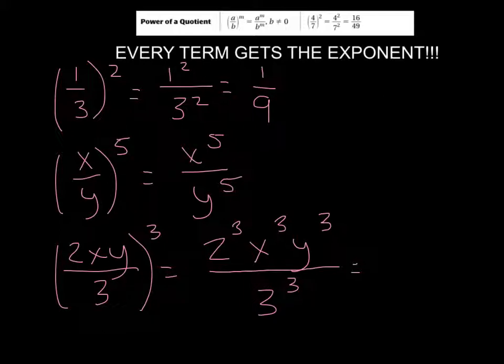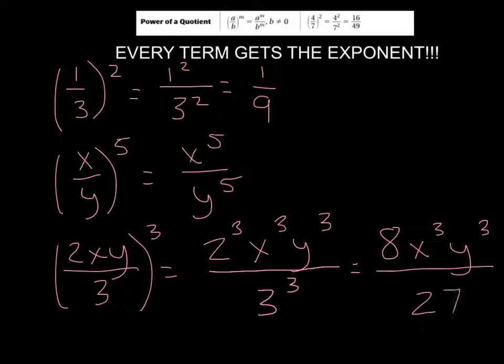Now, what can we evaluate in this expression? 2 to the third power, we can actually evaluate. That equals 8. X to the third power still just equals x to the third power. Y to the third power still just equals y to the third power. And 3 to the third power equals 27. Now, we should always check here to see if we have any common factors we can pull out. 8 and 27 don't share any common factors, so this is as simple as this expression gets.